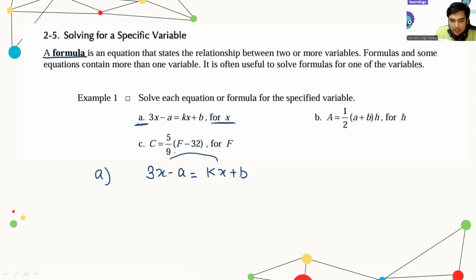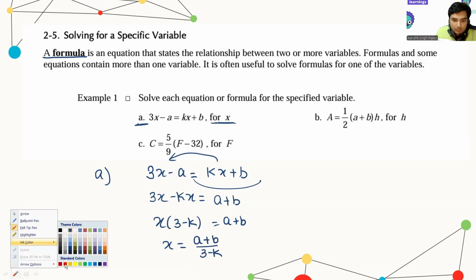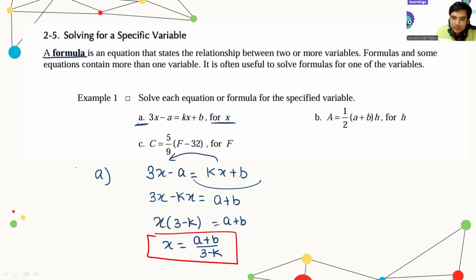So x on one side here. So 3x negative kx is equal to negative a will go to that side, will become positive a. So a plus b, right? So what I get, I take x common here. So 3 take away k times x is equal to a plus b. So x will be equal to a plus b over 3 take away k. This would be my answer, right? So my asked variable on one side and all other variables on the other side, that's how I have to do.